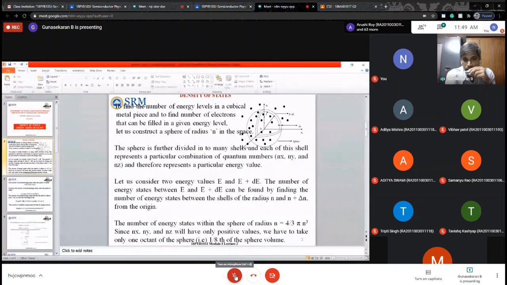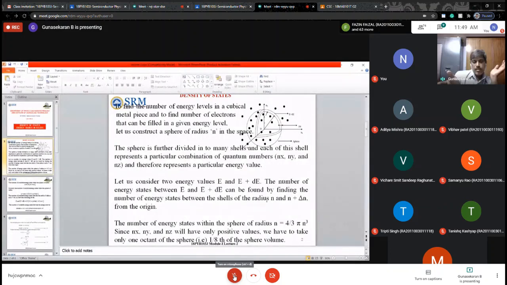The volume of the sphere I think you already know. So what is the volume of the sphere? 4 by 3 pi r cubed. Instead of r, I am going to take n here, because I assume the radius is n. So that is 4 by 3 pi n cubed. And similarly, there are three dimensions, nx, ny, nz. Based on this, you are going to derive the equation. That derivation we will discuss next week.